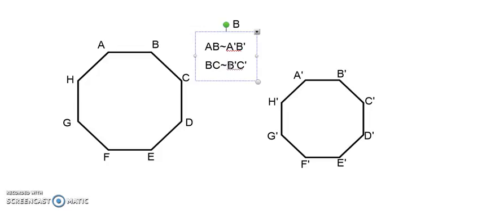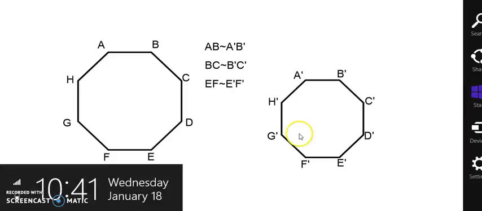C prime. And one last one. Let's go EF, similar to E prime F prime. And we'll get rid of this. Okay, so we can do that for all 8 sides because it is a similar figure.